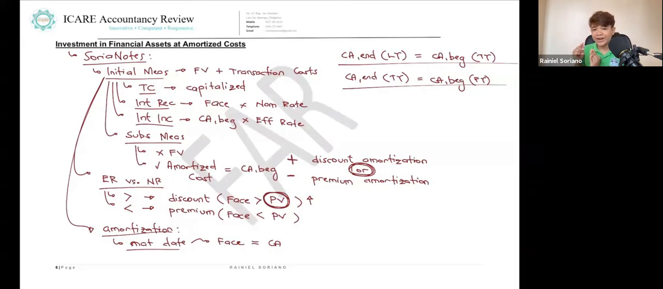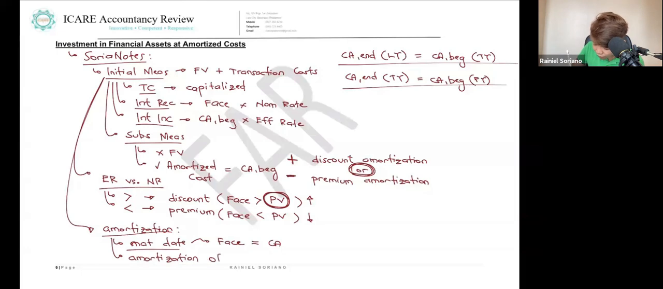Okay? On the other hand, kapag mayroon tayong premium, mataas ang present value. So para mag-equal yung face at present value, kailangan nating pababain ang present value every period. That's the very reason why premium amortization on the other hand is actually deducted. Okay? Yun yung rason kung bakit ina-add ang discount amortization at nililess ang premium amortization natin. Okay? So now, ang question here is kung paano ba mako-compute itong amortization na to.